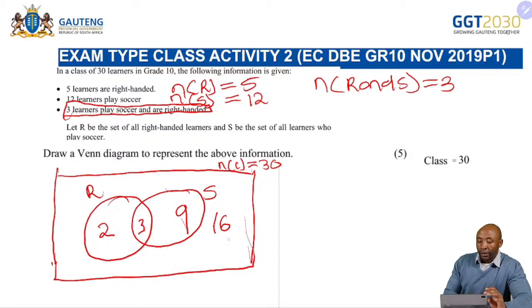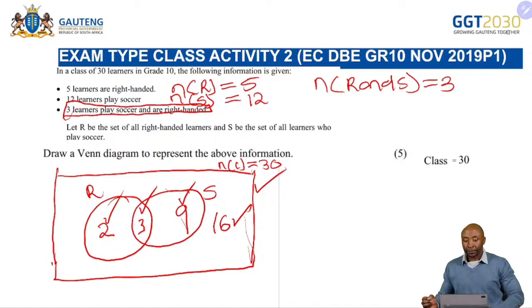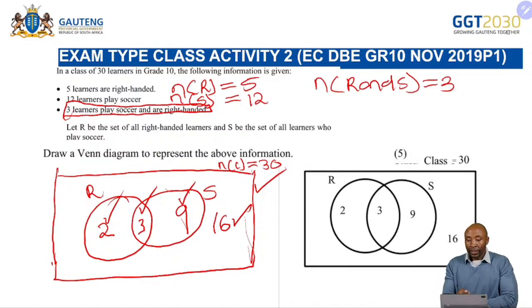Now, we are going to get our 5 marks for the sample space being 30, our rectangle for our sample space and our circles for that. So for that 2, 3, 4, you will get your 4 marks. And then for the Venn diagram with a sample space, you will get the 5th mark. We move on to the next question.